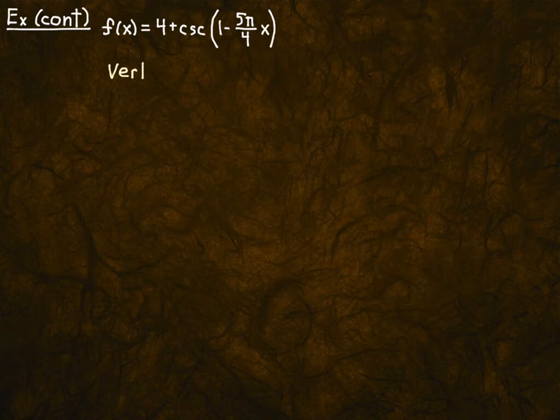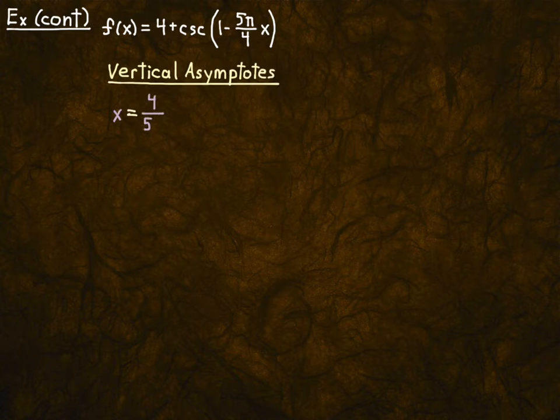Okay, so we're continuing graphing this trig function that we had from the previous video, so I rewrote it. f(x) equals 4 plus cosecant of (1 minus 5π over 4)x. I found the vertical asymptotes already, so I just copied that info down.